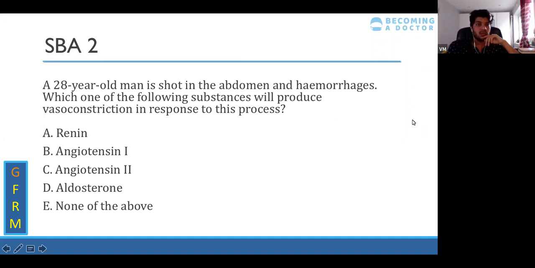A 28-year-old man is shot in the abdomen and hemorrhages. Which one of the following substances will produce vasoconstriction?